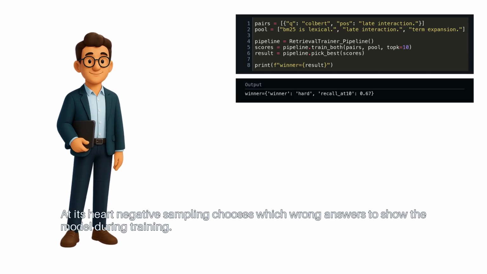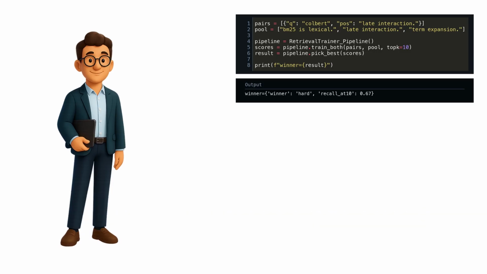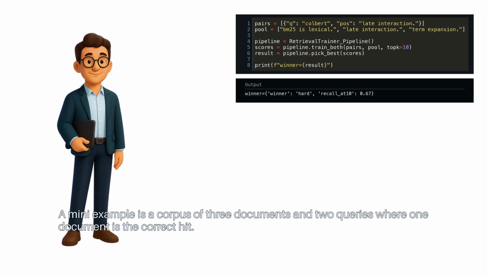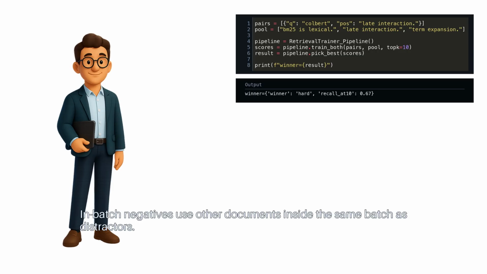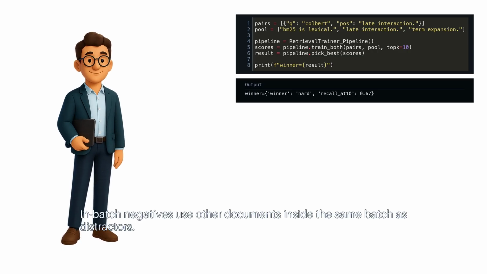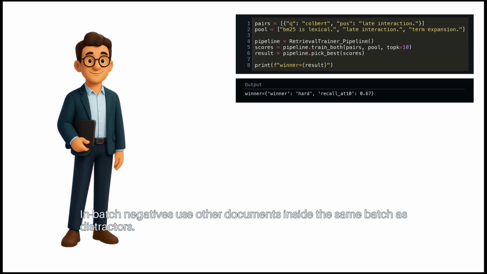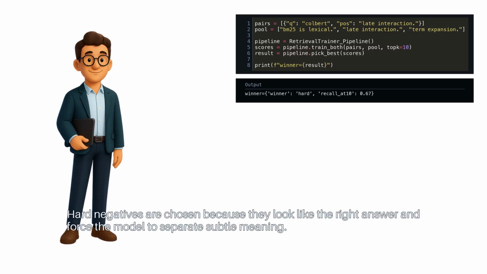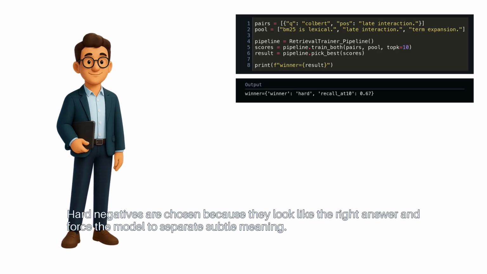At its heart, negative sampling chooses which wrong answers to show the model during training. A mini example is a corpus of 3 documents and 2 queries, where 1 document is the correct hit. In-batch negatives use other documents inside the same batch as distractors. Hard negatives are chosen because they look like the right answer and force the model to separate subtle meaning.